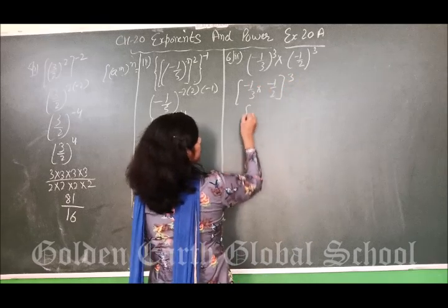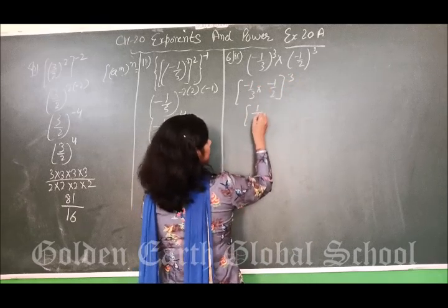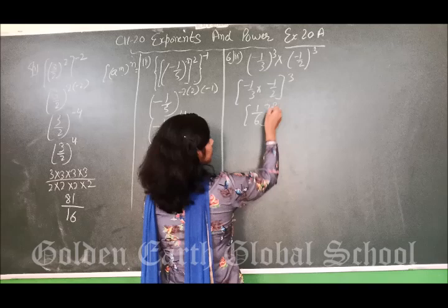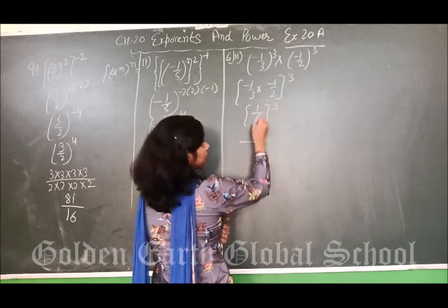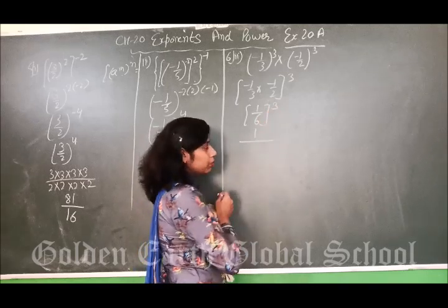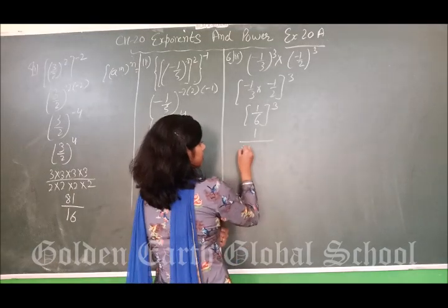Minus minus plus, 1 raised to power 3 upon 6 raised to power 3. 1 raised to power 3 is 1. 6 into 6 multiplied 3 times. 6 into 6 into 6.